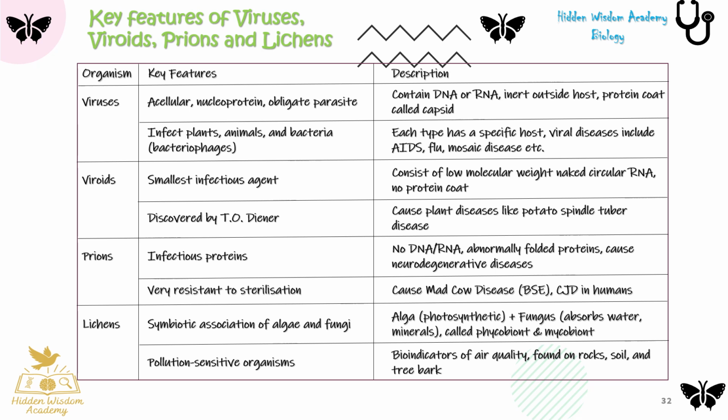Lichens. Symbiotic association of algae and fungi. Alga is photosynthetic, and fungus absorbs water and minerals, called phycobiont and mycobiont. They are pollution-sensitive organisms. Useful as bioindicators of air quality, found on rocks, soil, and tree bark.